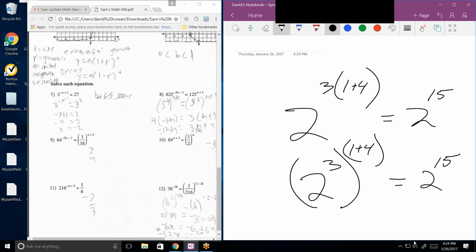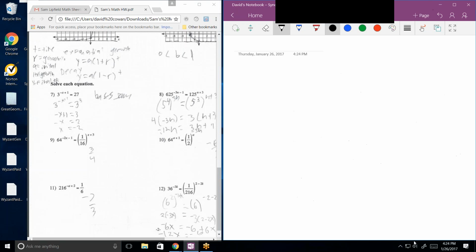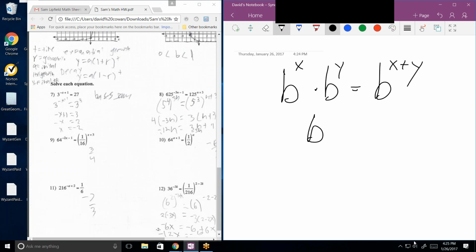But I think it's important to stick with your rules of exponents. And by that I mean this. Here's your 3 rules of exponents. There's rule number 1. Here's rule number 2.